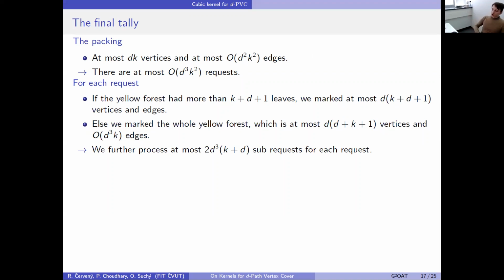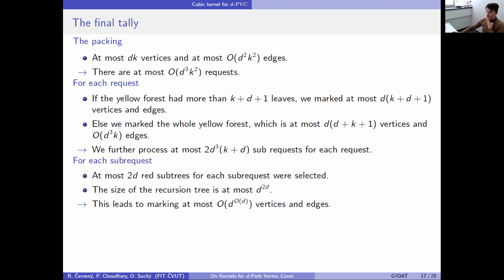And then for each request, we had these subrequests. And for each subrequest, we picked some number of red subtrees and we bounded the size of the red subtree. But the size of the red subtree is now bounded only in d. There is no k in the size of the red subtree. So for each subrequest, it leads to marking some d to the d vertices and edges in the red subtrees. But that's still okay because it does not depend on k.